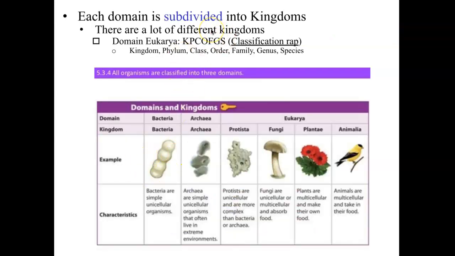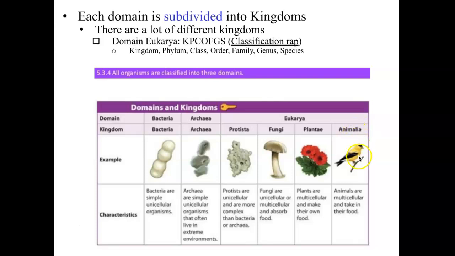Each domain is then subdivided into kingdoms. There's a lot of different kingdoms. This is going to show you only the major kingdoms that fall under the eukaryote domain. We don't really further classify in this class or even in IB beyond just domain Bacteria or Archaea. But we do under the eukaryotic domain. So we have kingdom Protista, kingdom Fungi, kingdom Plantae, and kingdom Animalia.